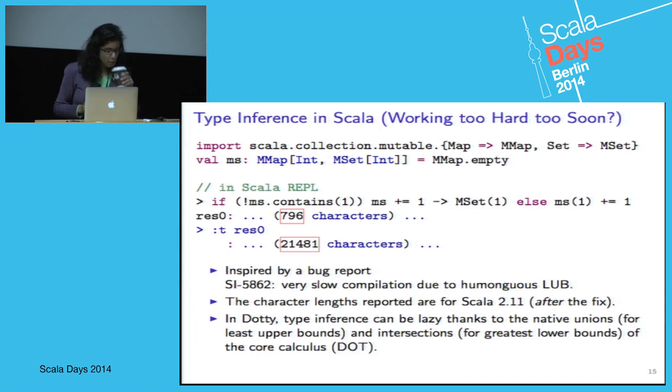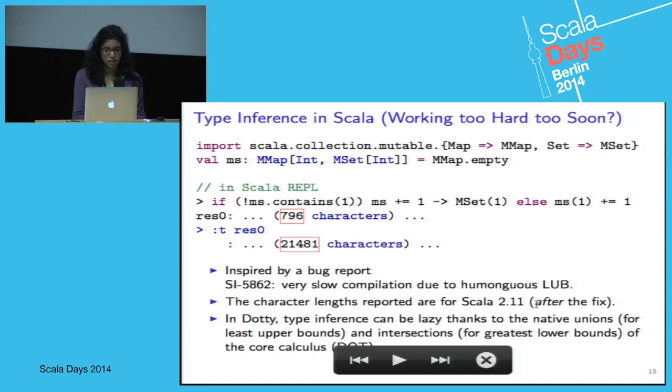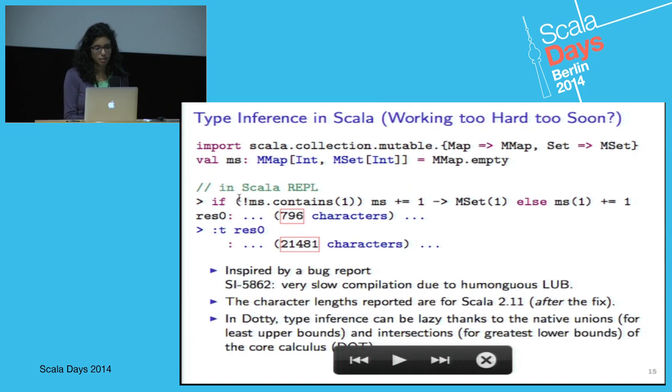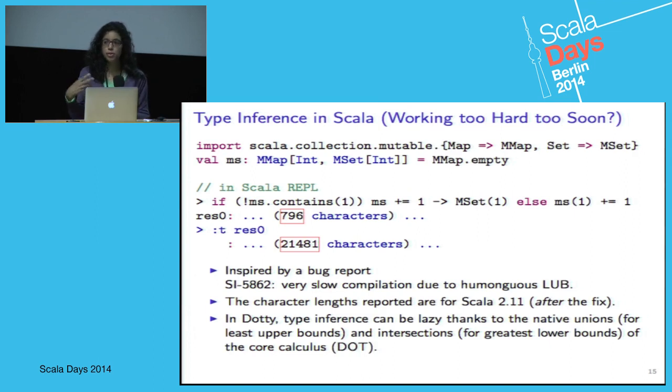Okay, so in DOT, this is actually much more manageable, because just by using these intersection and union types that we have in the core calculus, whenever the type inference engine needs to compute, say, a least upper bound, it just takes the union without having to really compute what's in there until it needs to.